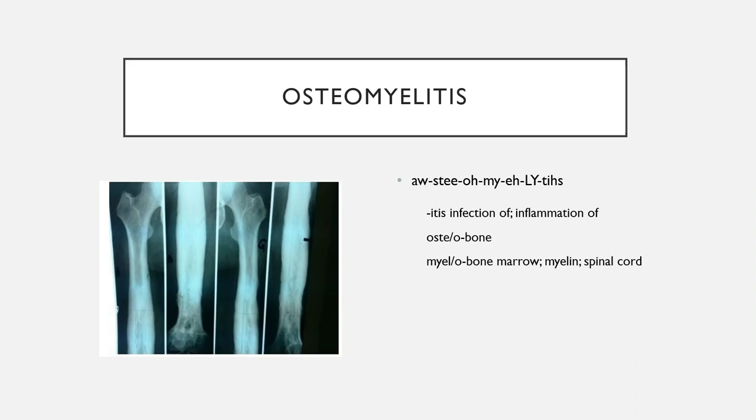Osteomyelitis. Itis is infection or inflammation. Osteo is bone. Myelo is bone marrow. It's also spinal cord, but in this case it's bone marrow.